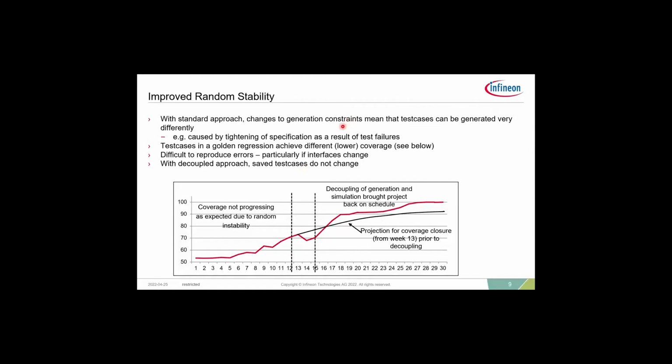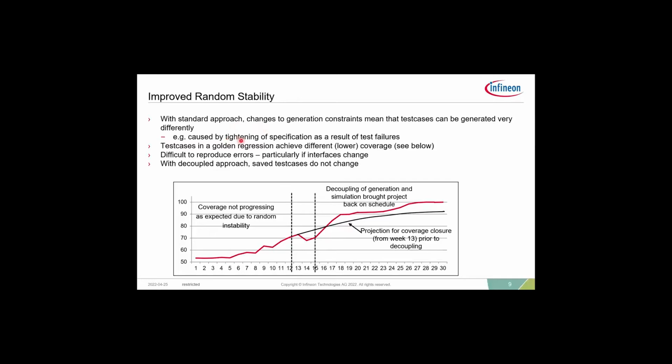So the first one, and the reason we initially introduced such environments, was to improve random stability. With the standard, closely coupled approach, changes to generation constraints mean that test cases can be generated very differently. Typically there are complex dependencies between the constraints, and a change to a constraint somewhere across this line of dependencies leads to non-localized changes across the test case.